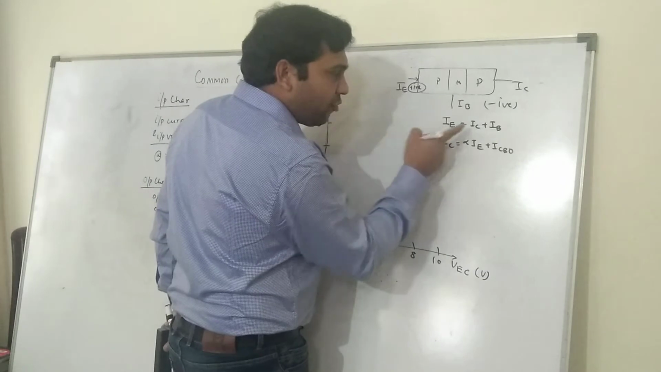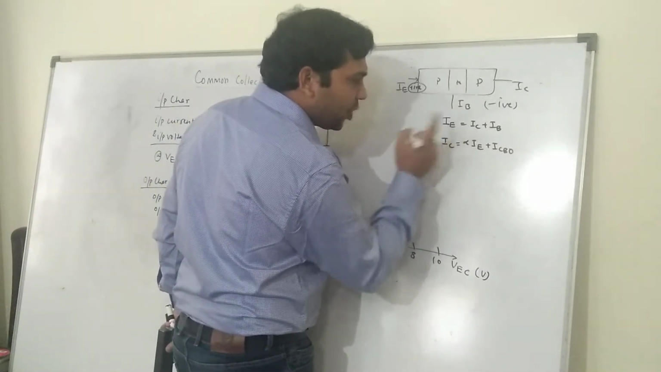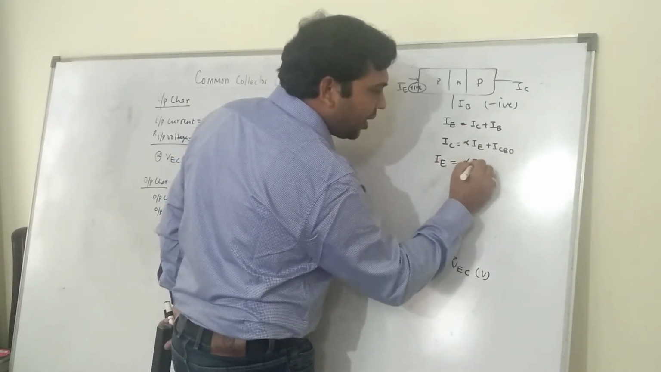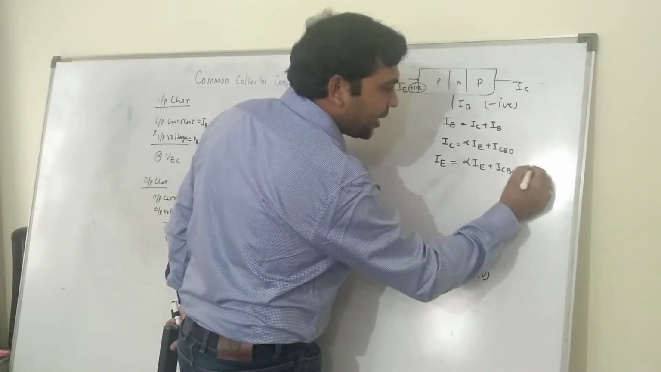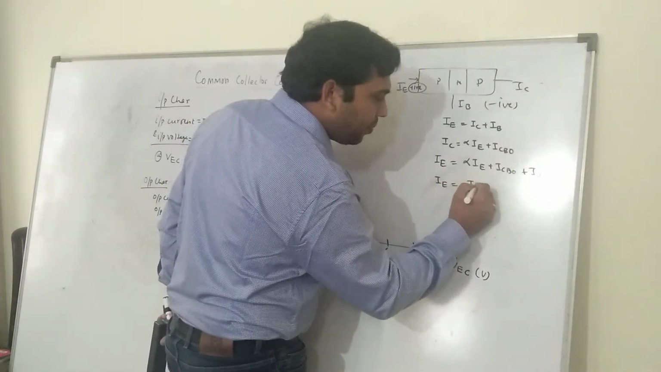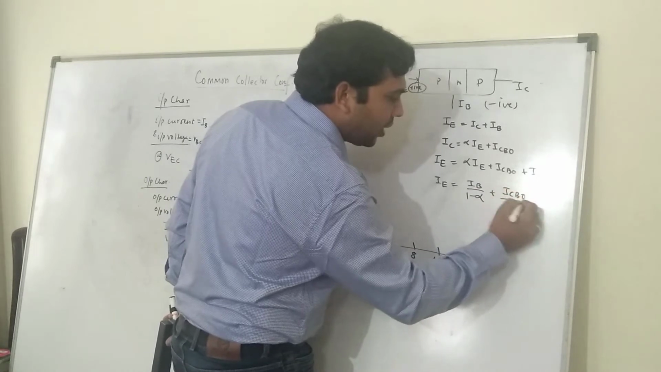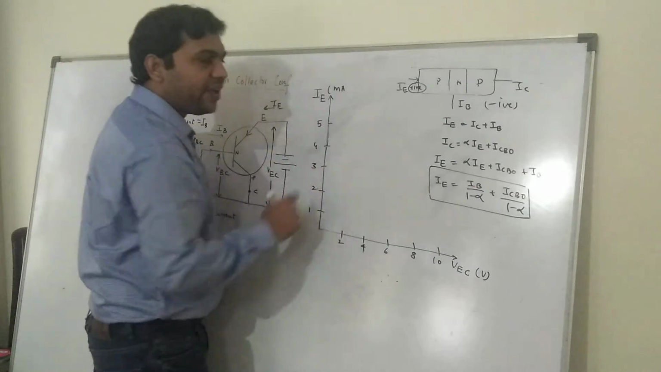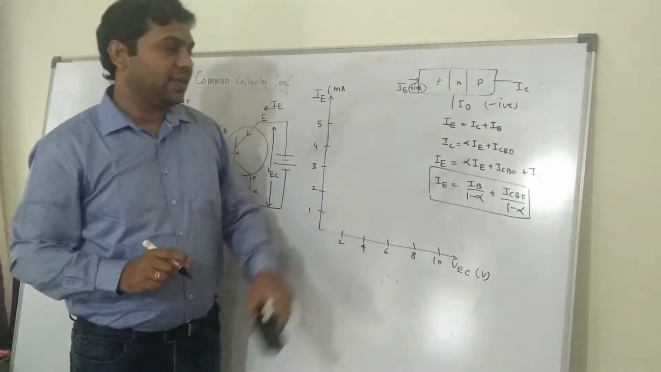So I wanted to eliminate IC, so put the value of IC in this equation. So IE will be alpha IE plus ICBO plus IB. So IE equals IB divided by 1 minus alpha plus ICBO divided by 1 minus alpha. This equation is very similar to what we have obtained in a common emitter configuration.